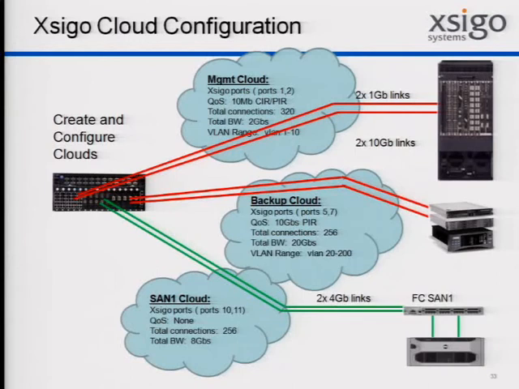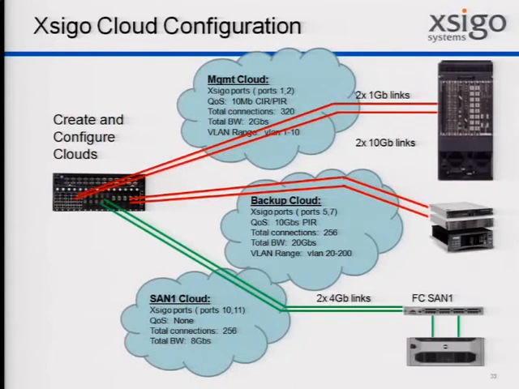Now I got a backup network I got to configure. Let's run a couple of 10 gig ports in there. I'm going to make them ports 5 and 7. I'm going to let them burst to 10 gig, and I've got 20 gig of total bandwidth, and I'm going to restrict those VLANs between 20 and 200 because I don't want people to get crazy and start allocating VLANs out of their ranges. I can configure a couple storage ports in the infrastructure. I'm going to use my SAN ports 10 and 11. No QoS this time. We've got 256 connections and 8 gig of total bandwidth.